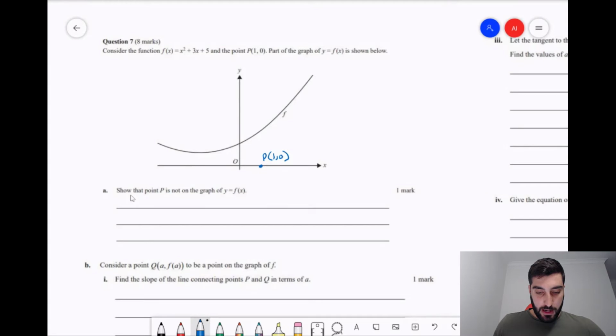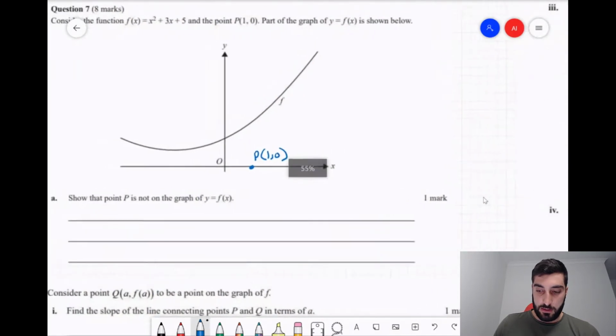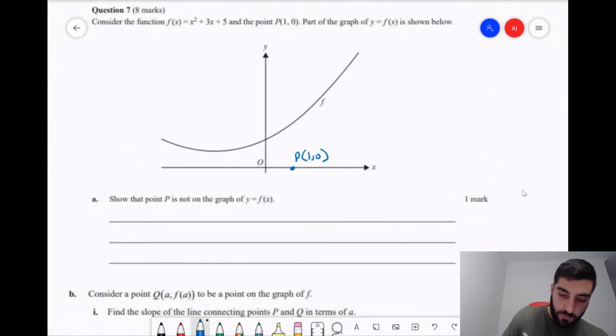So part A says show that the point is not on the graph. How do we show that? Well, there are a couple of different ways. The easiest way would just be to sub in the x value of coordinate P, and then check to see if the y value matches. So if I just zoom in a little bit, I'll say sub x is equal to 1.